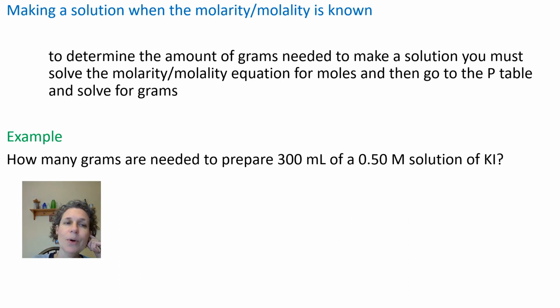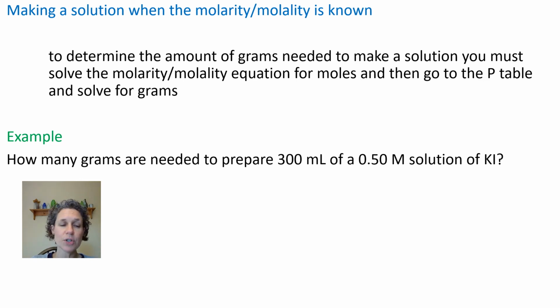Okay, so now, what if you have to work it backwards? What if you know what the molarity or the molality is, and you want to know how many grams are needed to make a solution? This is much more common. Back in my glory days of washing dishes and making solutions for people, I did a lot of this. They would say, okay, Kimberly, we need 300 milliliters of a 0.5 molar solution of KI. So I would have to figure out how many grams to weigh out, how many grams to put in the beaker before I added the water to make 300 milliliters of solution.